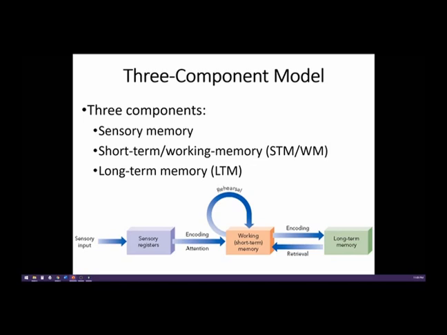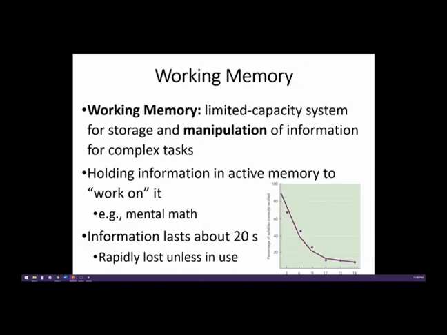So we've talked about our short-term memory, and we should be pretty good about that, but now we're going to get into working memory. And it's going to sound very, very similar to our short-term memory, but there's going to be a couple of very clear distinctions. So for our definitions, working memory is going to be a limited capacity system for storage and manipulation of information for complex tasks.